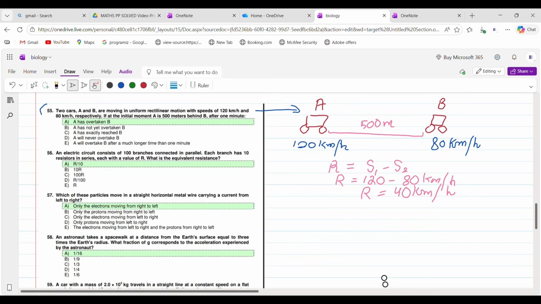So relative speed is nothing but the comparison between two speeds. And we have also seen how relative speed can be found. It is basically speed 1 minus speed 2, which you have already seen. So 120 minus 80 is what we have gotten, 40 kilometer per hour. So the A car is 40 kilometer per hour faster than which car? Than the B car.